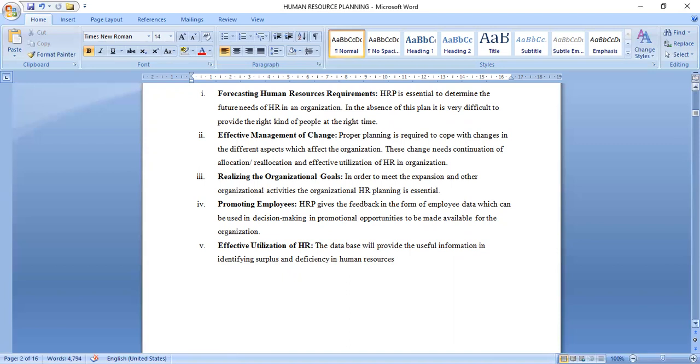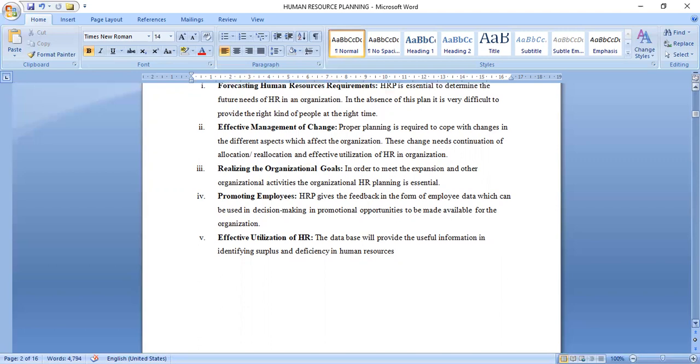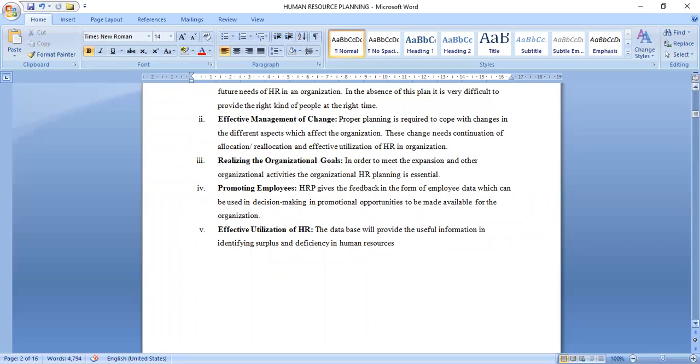In a number of cases, we've seen that organizations change in terms of management. For example, when a new kind of management comes in, in most cases they also employ or recruit new workers. Because of that, it is very important that human resource planning is put into consideration.